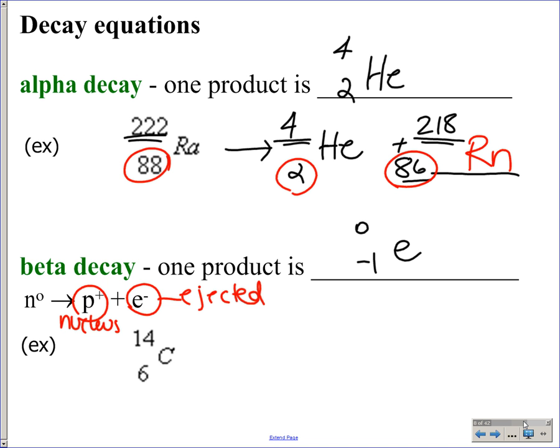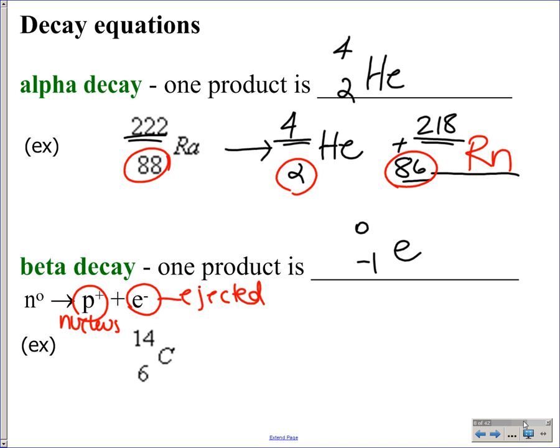Okay, but what's weird about this is the electron came out of the nucleus, because your neutron turned into a proton and an electron. This makes sense in the fact that neutrons are neutral, so they have part positive and part negative charge, which means it's kind of partially a proton and partially an electron. So just make sense of it as you can.